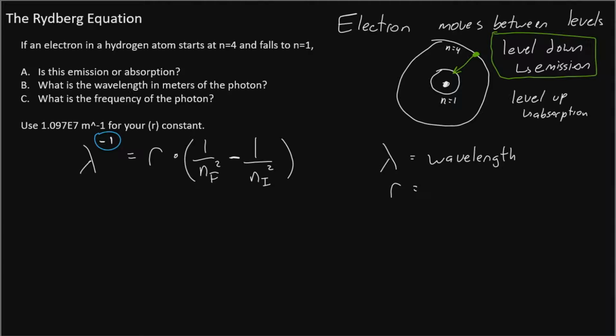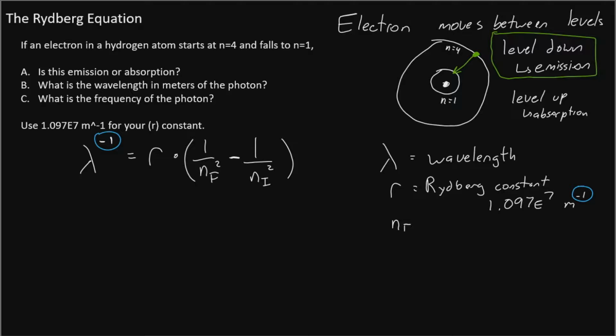R is the Rydberg constant. It is always going to be 1.097 times 10 to the 7th power, and the unit is a little unusual. It is inverse meters. This matches the power that we wrote on wavelength.